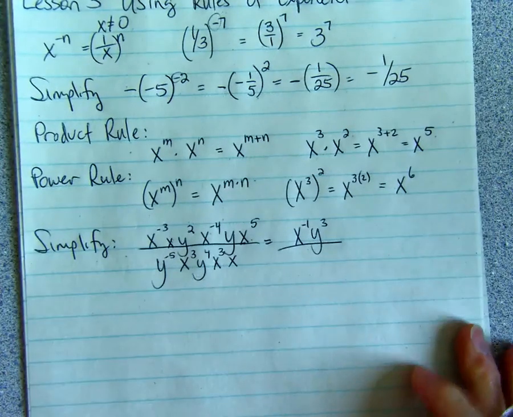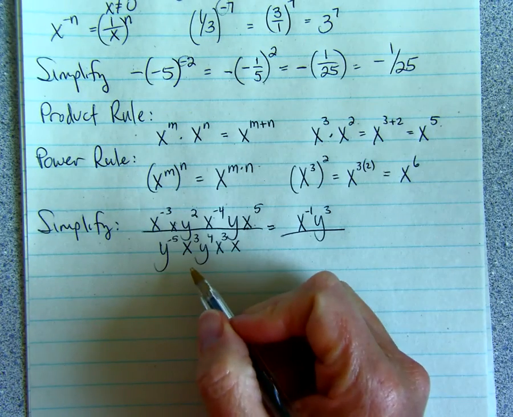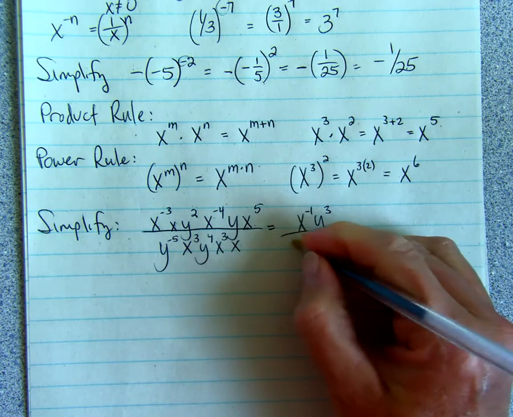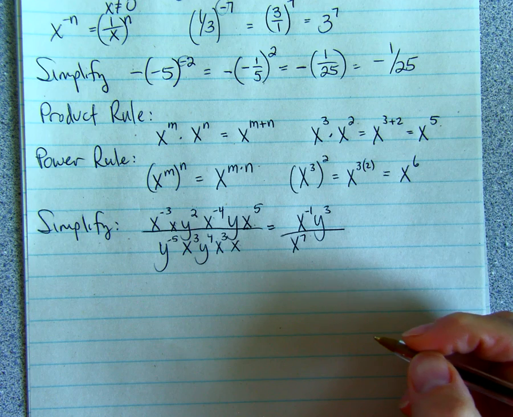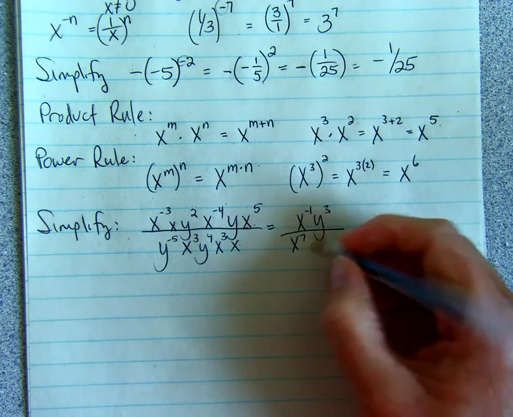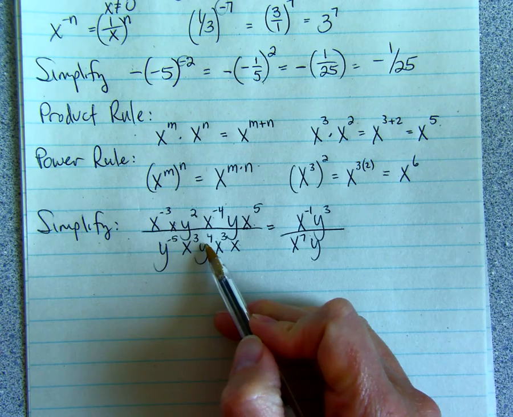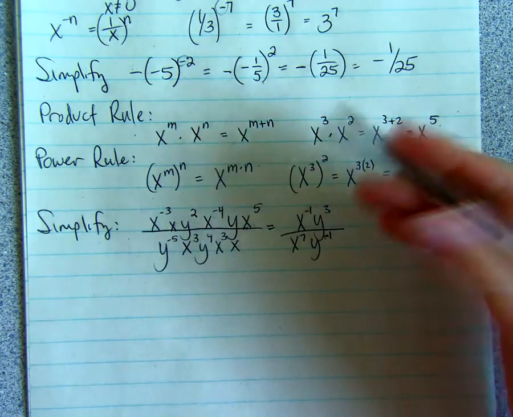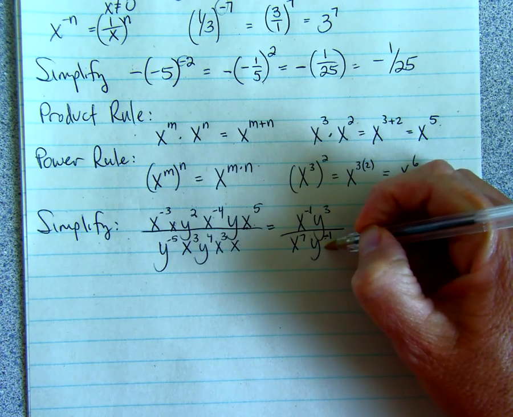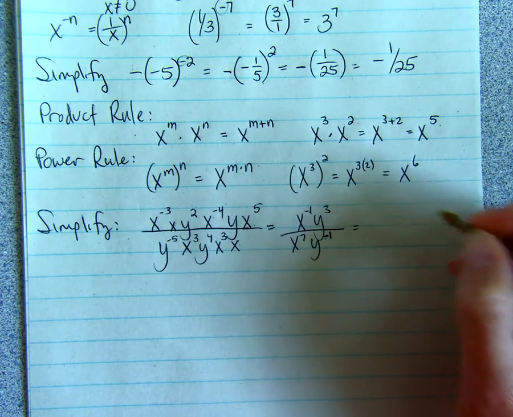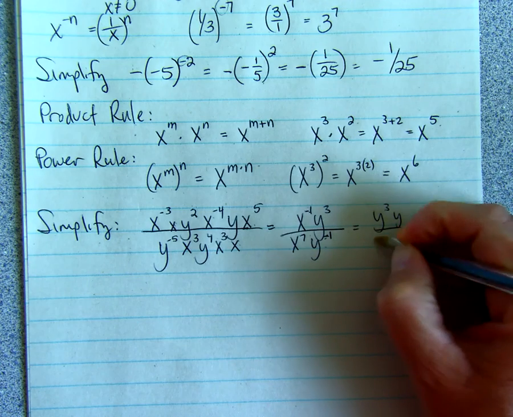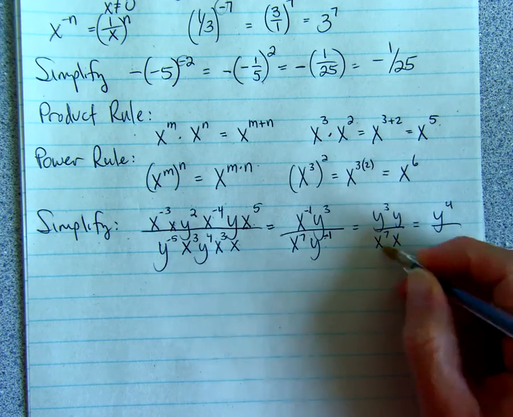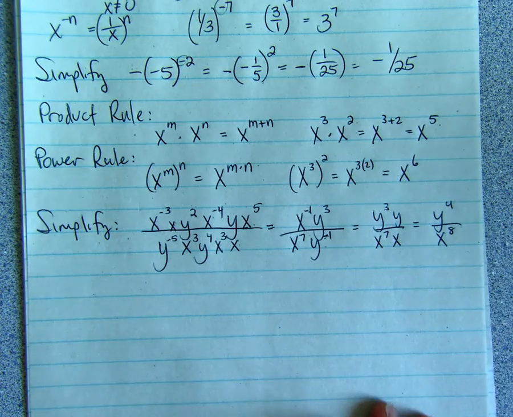In the denominator, we're going to have x to the 7th power, 3 plus 3 plus 1, x to the 7th, times y, negative 5 plus 4 is negative 1. Now the negative exponent means reciprocal, so we're going to take this x and bring it down to the denominator, and this y and bring it up to the numerator. So we have y cubed y over x to the 7th x, and then we add exponents: y to the 4th over x to the 8th.